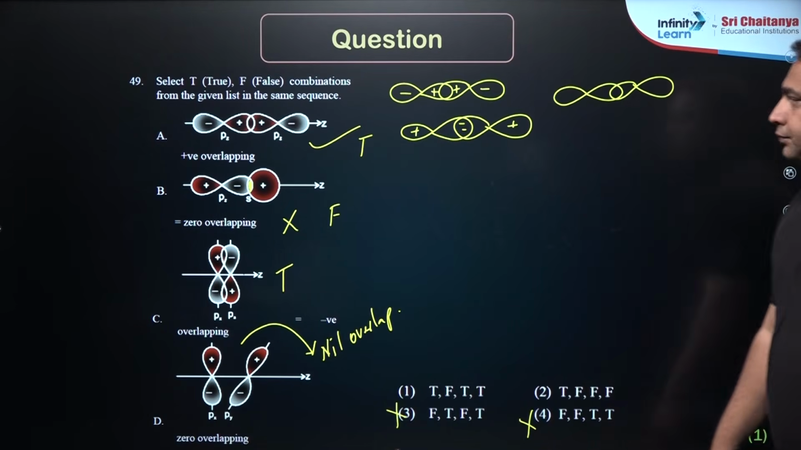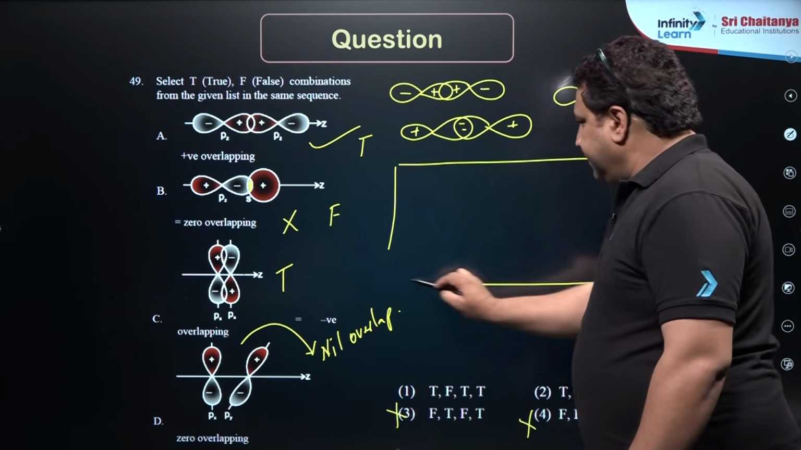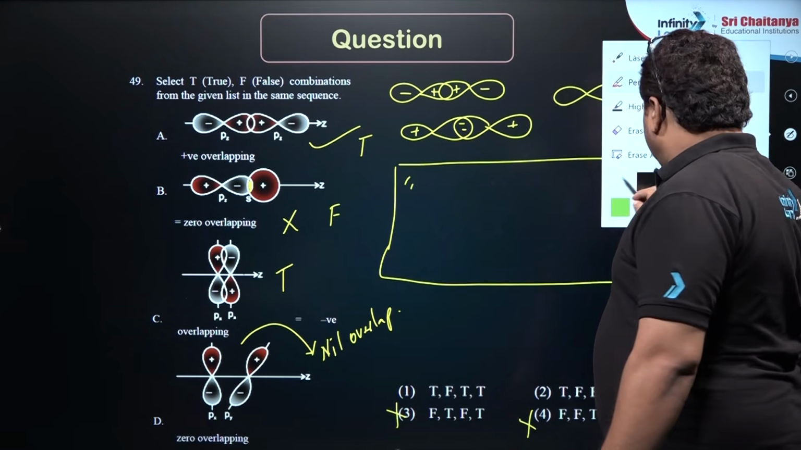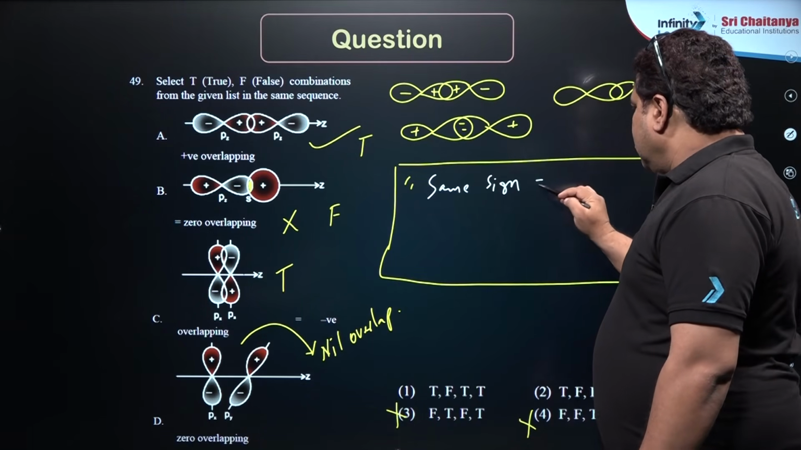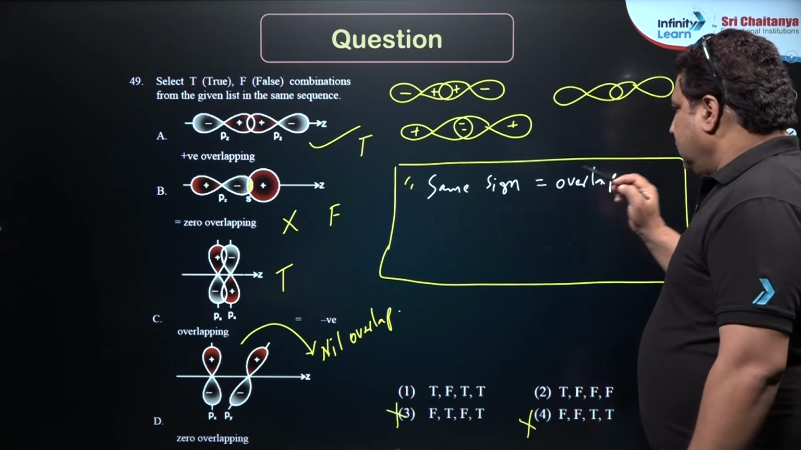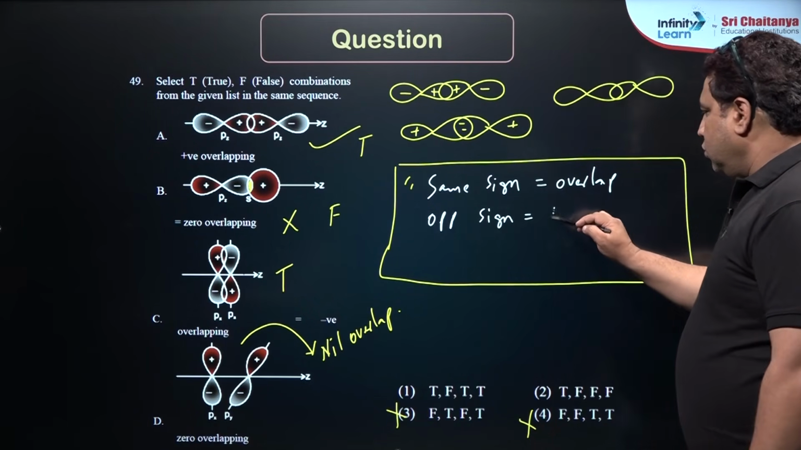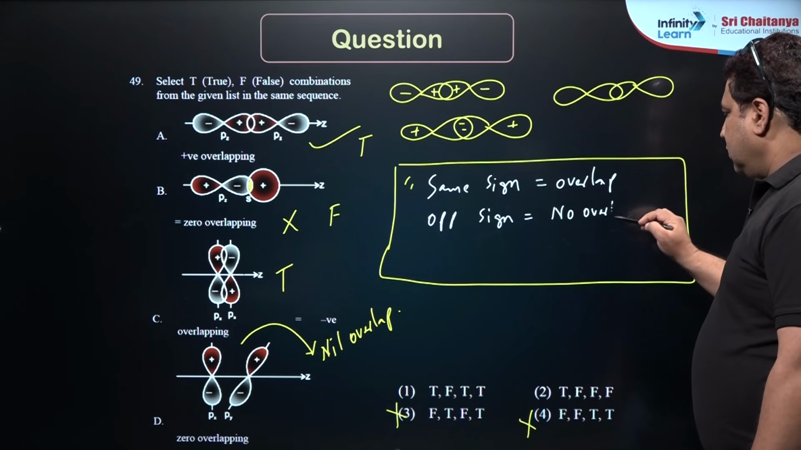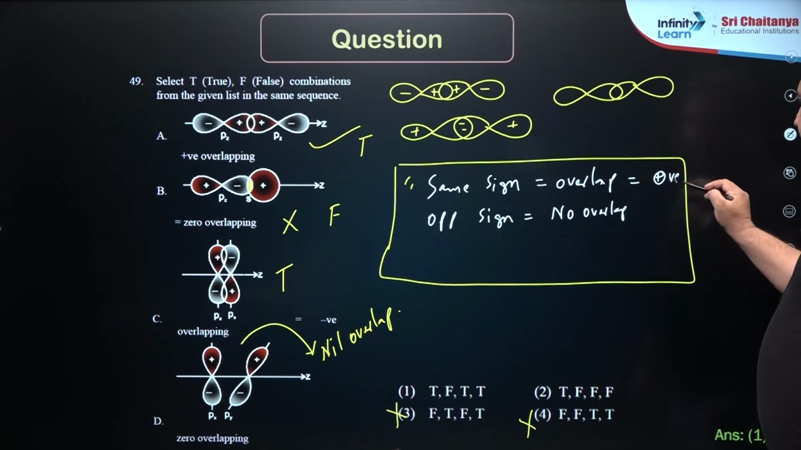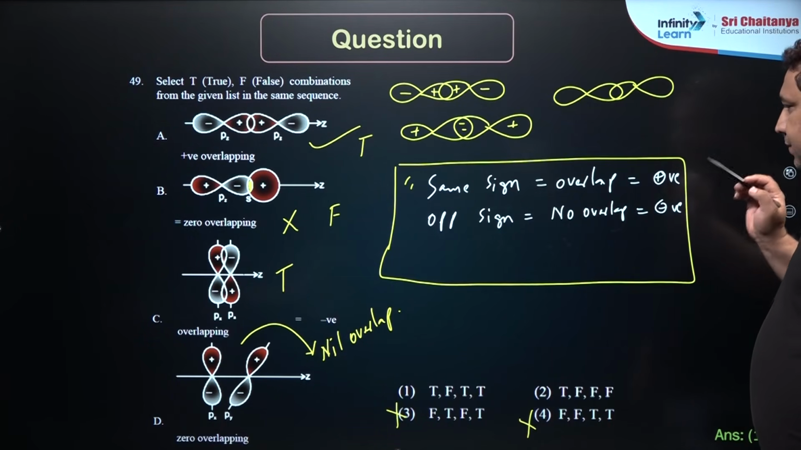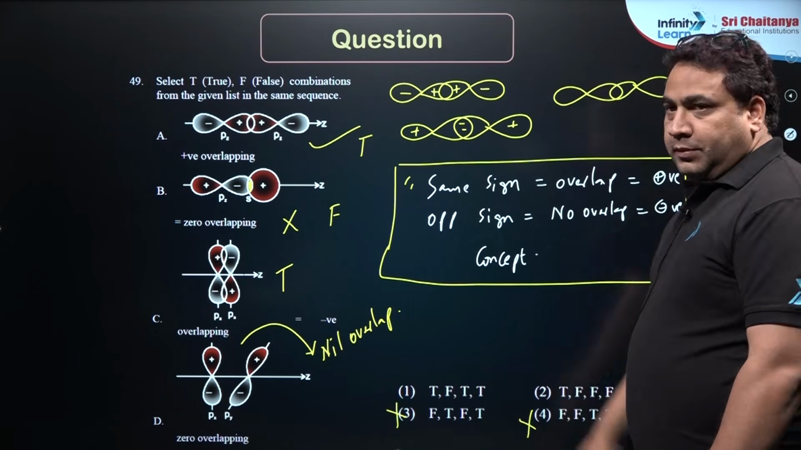Right. So the simple rule you have to remember for your examination is: whenever you have the same sign, you use the word overlap. If the same sign overlap is there, it is called positive overlap. Opposite sign, no overlap, we call negative overlap. So you can use this concept to solve the problem.